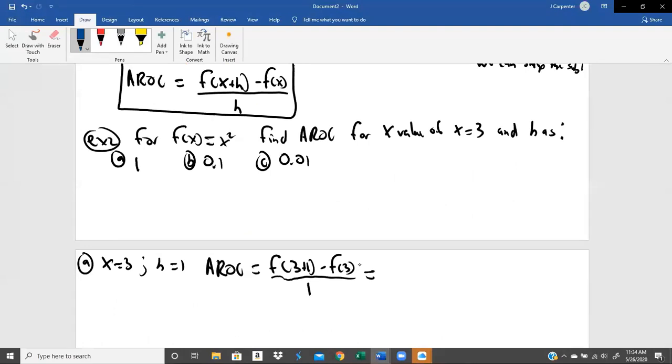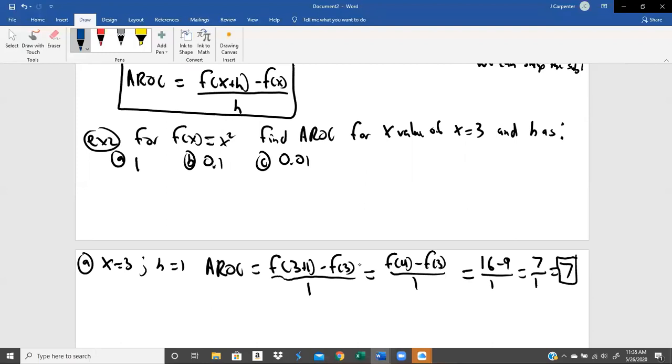Well, 3 plus 1 is 4, so that's f of 4 minus f of 3 over 1. I'm not going to show the plugging in. 4 squared is 16. 3 squared is 9. We've already done that. So that's 16 minus 9 over 1. 16 minus 9 is 7. So that's 7 over 1, which is 7. What we have just done is found the average rate of change between x equals 3 and 4.